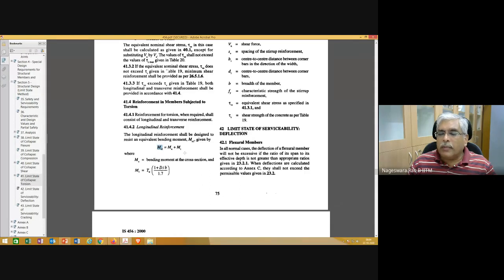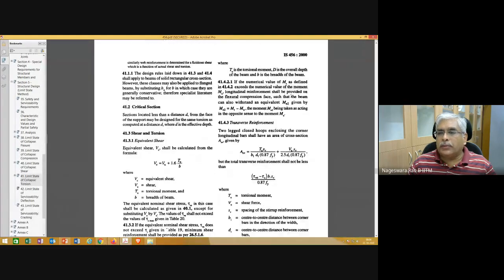And after this, you need to make a check whether the numerical value of MT is greater than MU. If that is so, then you find the difference between MT and MU, and that is denoted with ME2. And for this moment, you need to calculate the reinforcement required, and that reinforcement you need to provide on the compression side. This is how you will be providing the longitudinal reinforcement.